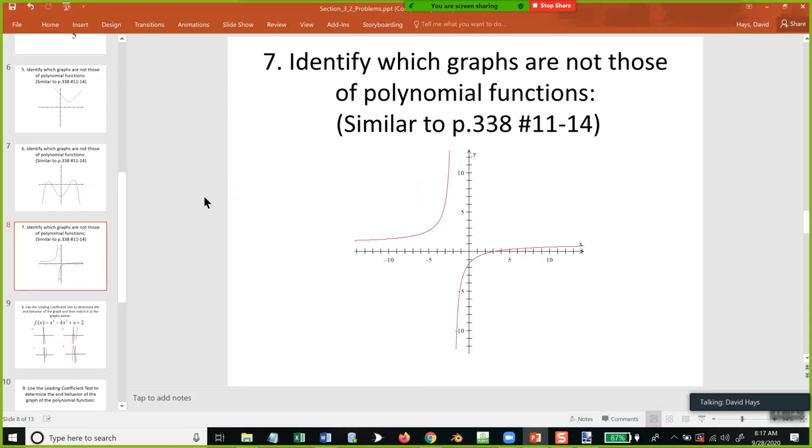This next problem is going to talk about the leading coefficient test. The leading coefficient test is a technique to help us graph polynomials. The technique really focuses on what's happening to the far left and far right.